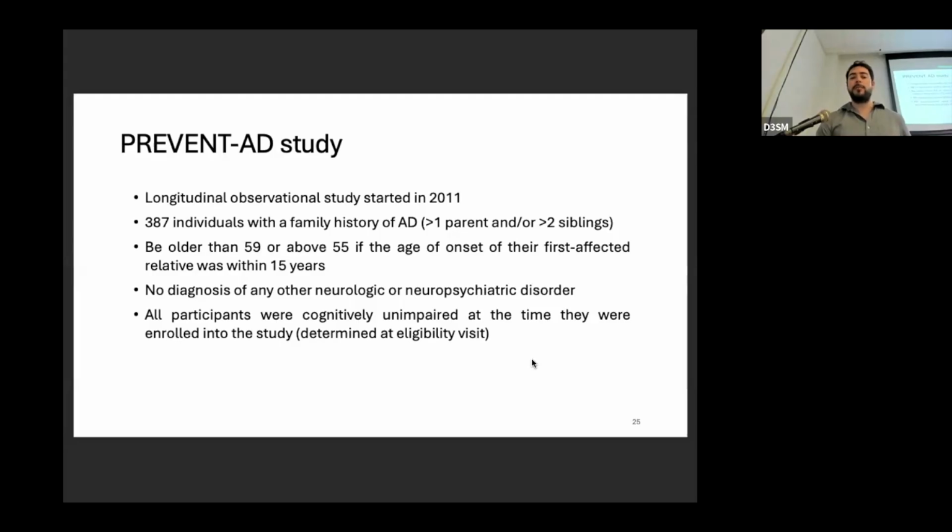In addition, none of the participants had any other diagnosis of neurological or neuropsychiatric disorders at the time they were enrolled into the study. And very importantly, all of the participants were cognitively unimpaired when they were enrolled into the study, and at the time they had their first imaging session for the PET and the MEG, which is what I'm going to be talking about today. And this was determined at an eligibility visit where they underwent some cognitive screening in order to ensure that, in fact, they were all cognitively unimpaired.